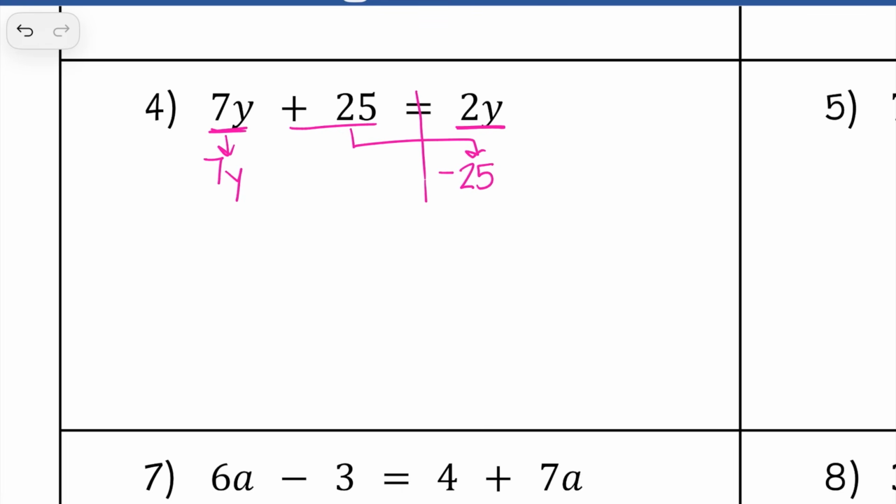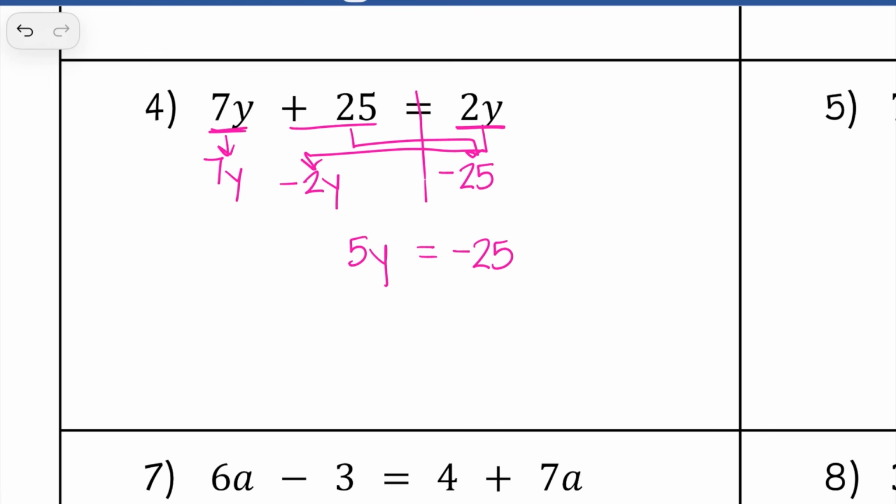Then the 2y is not on the side I want it to be on. So it's going to come over here on this side. Again, since we're crossing the vertical line, its sign changes, so it becomes negative 2y. So that leaves me, I'm going to combine my like terms. 7y minus 2y is 5y. Bring down your equals. And on the right side, all you have now is negative 25.